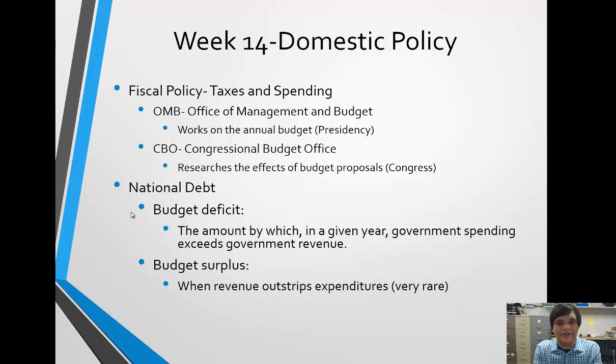We talked about the national debt. We talked about a budget deficit versus a budget surplus. Budget deficit just means that you're spending more than you're raising, and then budget surplus means that you're actually raising more money than you are spending. Revenue outstrips expenditures, and this is very, very rare.